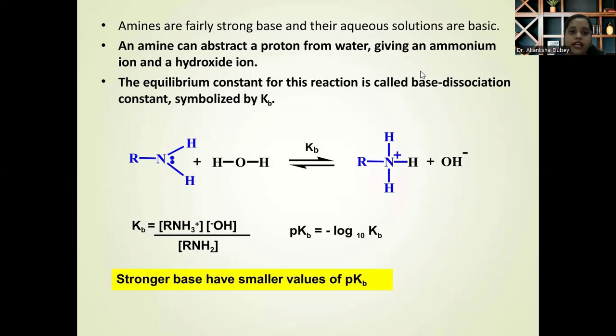Now, if we talk of writing the equilibrium constant here, the equilibrium constant indicates pKb as minus log base 10 Kb. Therefore, it can be indicated that strong bases have small pKb values.